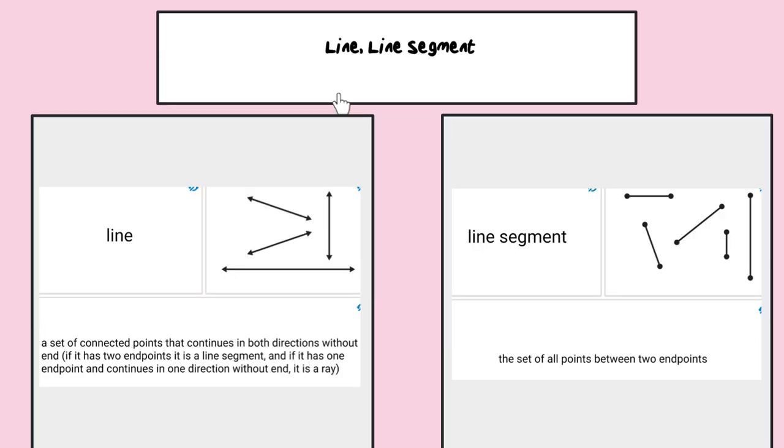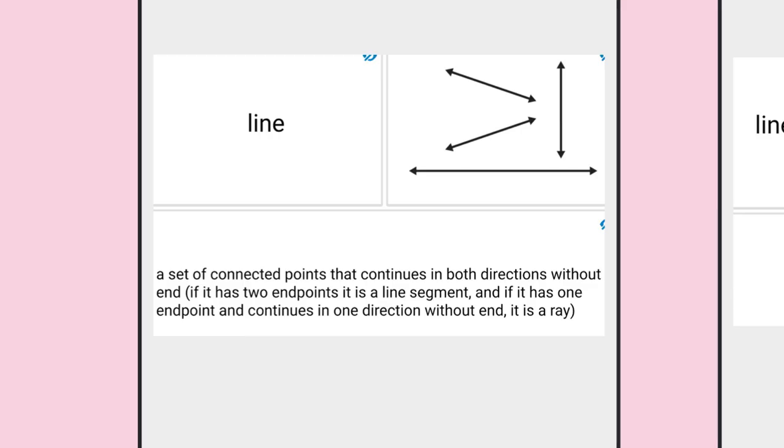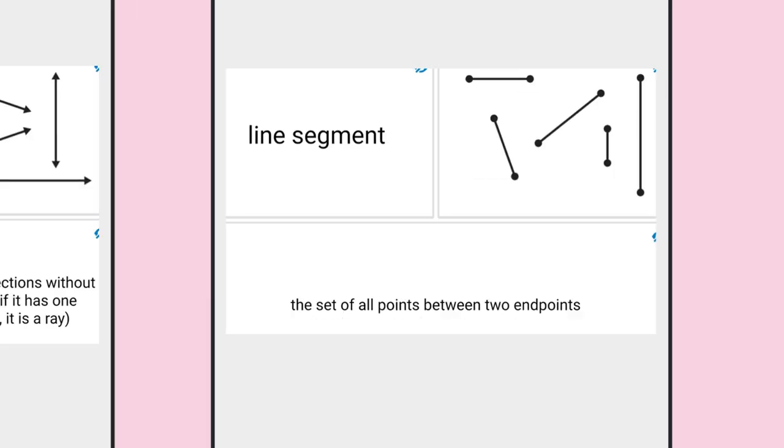We're going to begin with line and line segment. Our first vocabulary word, line, is defined as a set of connected points that continues in both directions without end. So here we have our examples, and the arrows tell us that they continue to go on. Our next vocabulary word, line segment, is a set of all points between two endpoints. So here we have our line segment. There are no arrows, which tells us this is just a piece of a line.